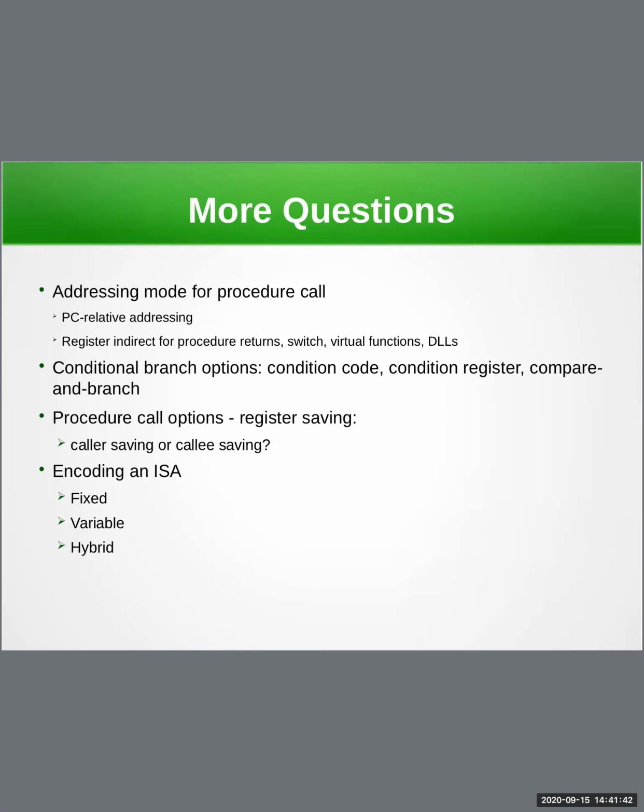And then we have, of course, how do you encode an ISA, right? So you can have fixed instruction format where the size of every instruction is fixed. You can have variable instruction format. Intel is an example again of that. It has instructions varying in size from 1 byte to 17 bytes. Whereas MIPS is an example of fixed instruction format where all instructions are 4 bytes length.